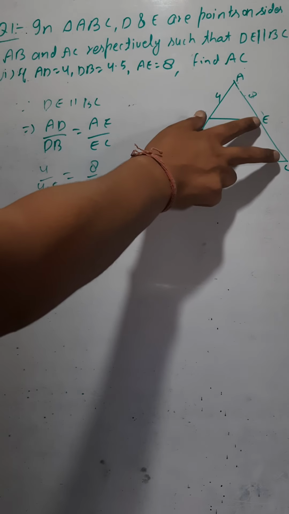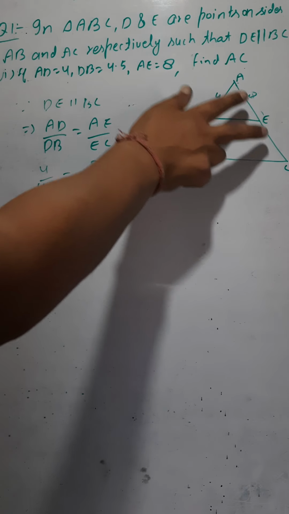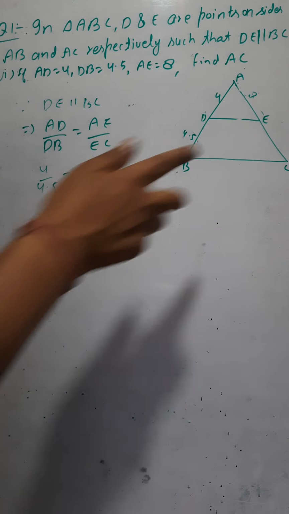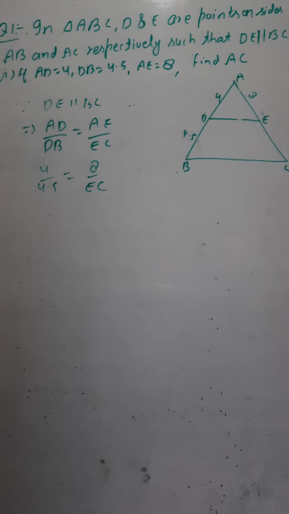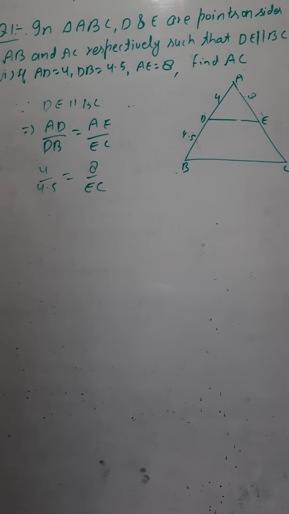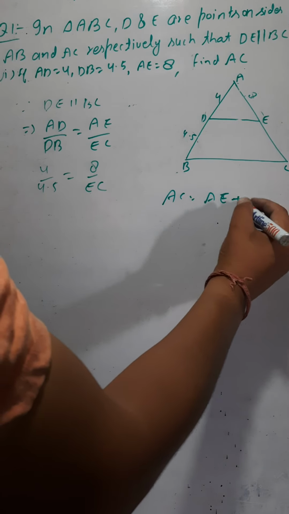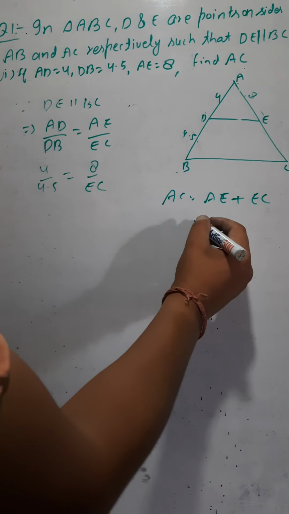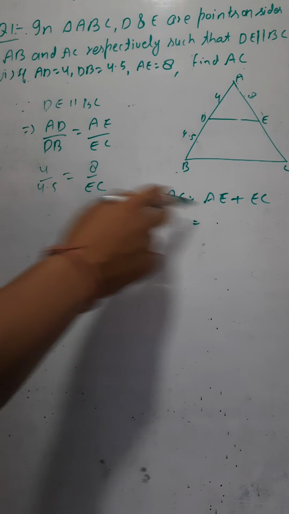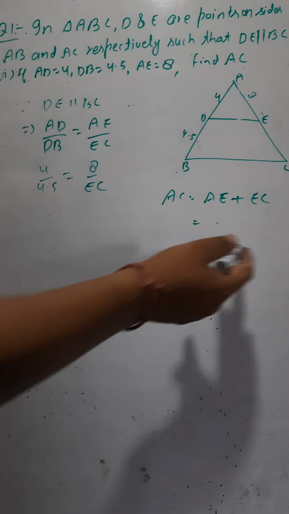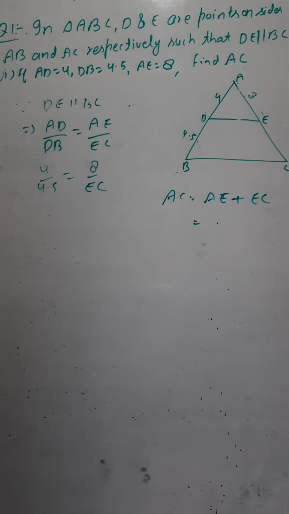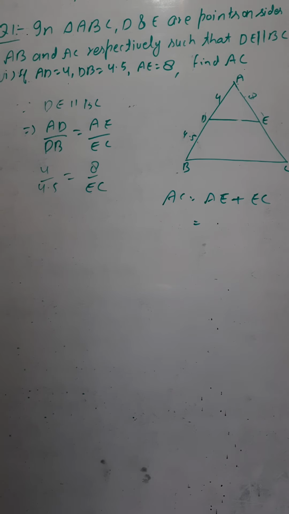So how much is the value you are getting of EC? That value you would add with AE, and you would get the value of complete AC. Yes or not? Just try it yourself. So ultimately you write there AC is equal to AE plus EC. AE has been given here as 8, EC you will get from here. Add these both values, you will get the value of AC. Just note it down and try to solve.